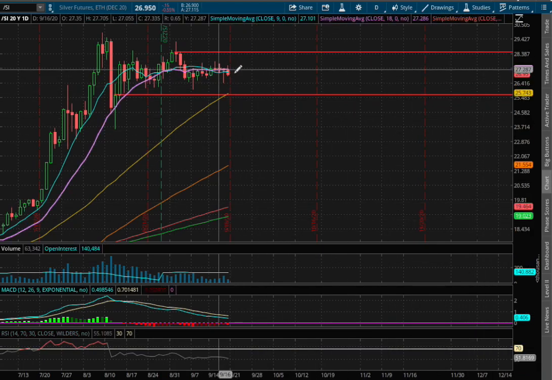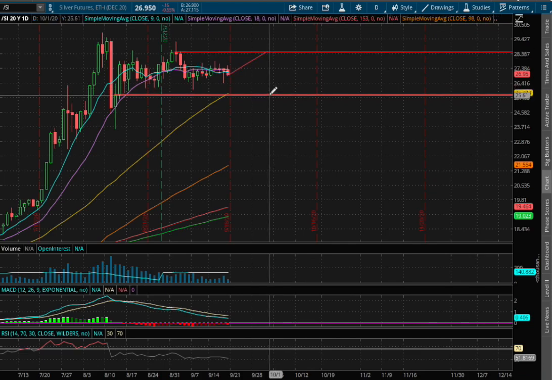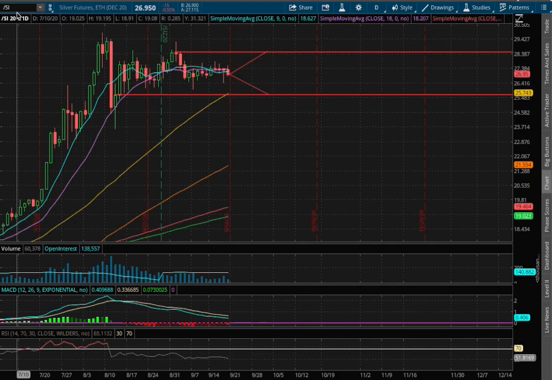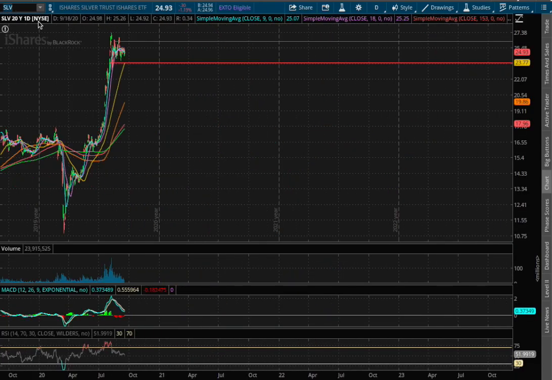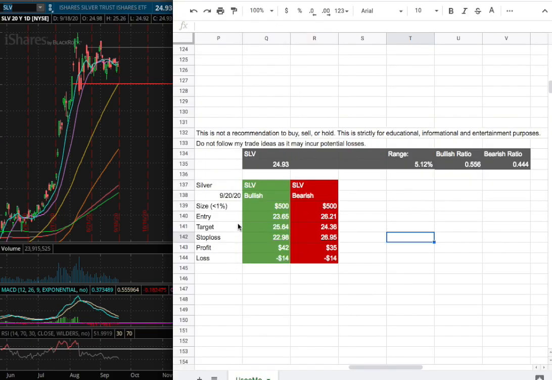$28.51. So if we do manage to hit resistance, that price movement is roughly around 6%, and to the downside to hit support, that is roughly around 4.9%. So for the trade idea of the week, I'll be trading SLV, and for my position size, it will be less than 1% of my portfolio.